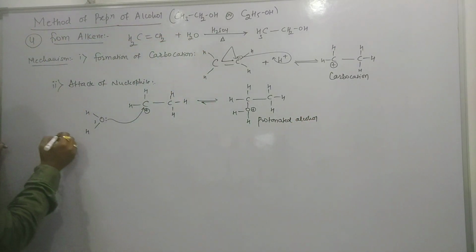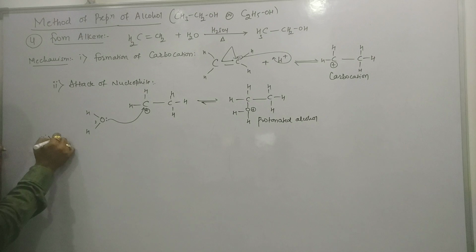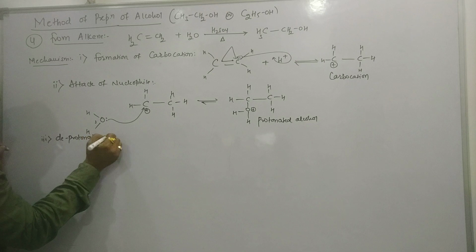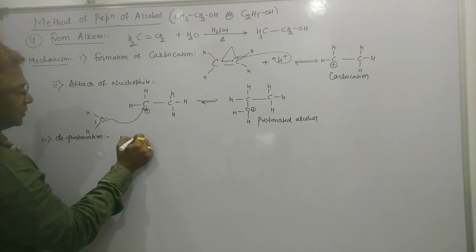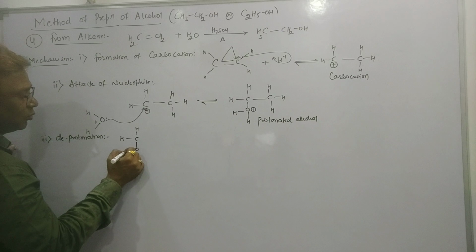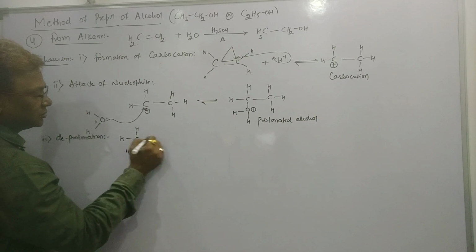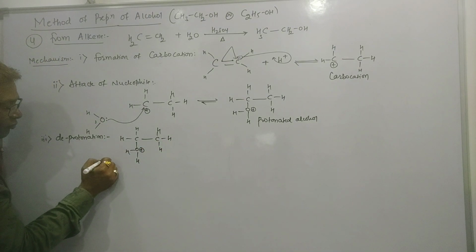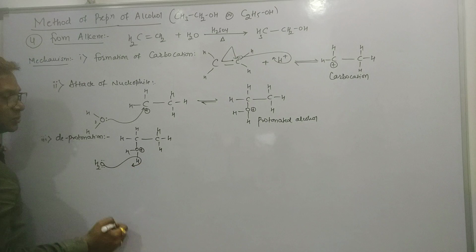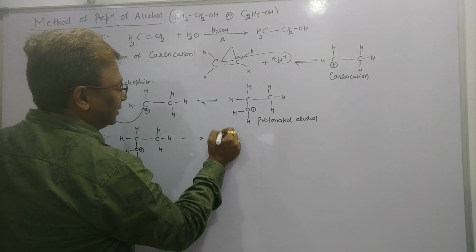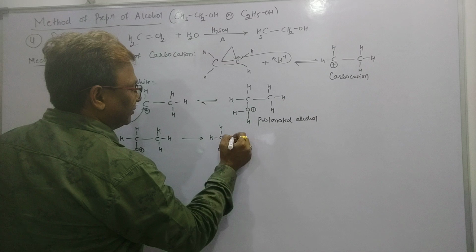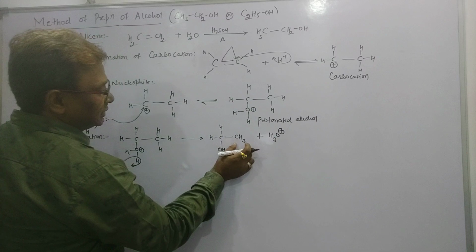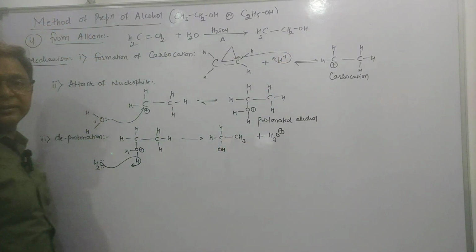And the last step is called deprotonation. What is meant by deprotonation? De means removal, so removal of a proton. CH3, CH2, then O, then H, with a positive charge, bonded with the three hydrogens. But we still have one more water molecule. It will take out one H plus from here and we get CH3 CH2 OH plus hydronium ion. You can see CH3 CH2 OH, the alcohol, we got in three steps.